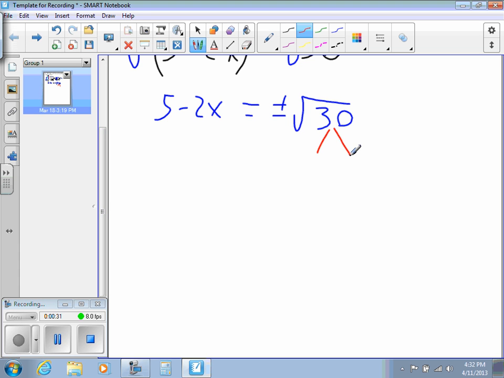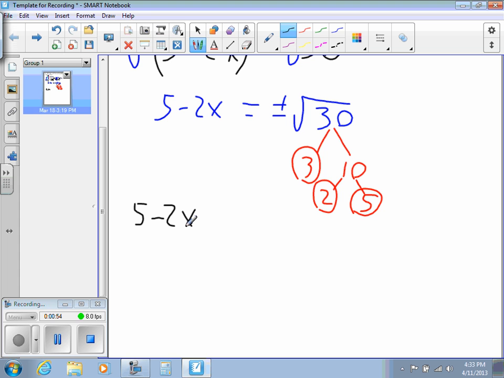Let's factor it. 3 times 10, and 10 is 2 times 5. So this doesn't reduce. We need to go ahead and break the equation into two separate equations. One of those is going to be 5 minus 2x equals the square root of 30. And the other one is 5 minus 2x equals the negative square root of 30.